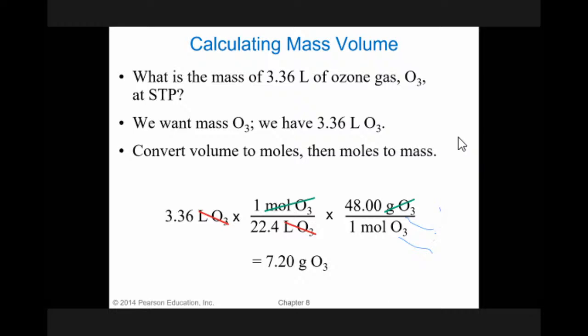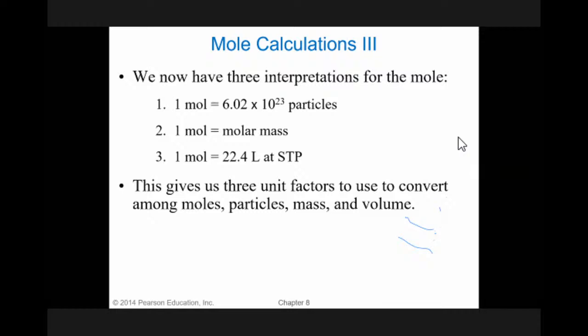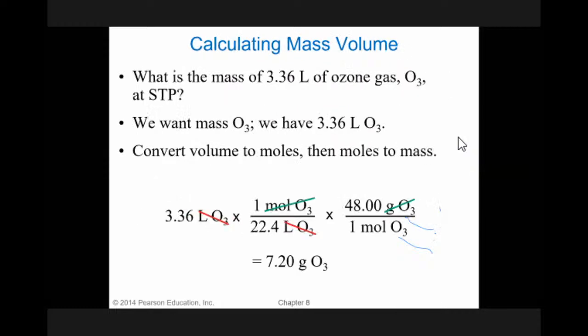So you see, we go back to these three interpretations for the mole. How important that is, you're going to be using this here. These are the 3 interpretations going on there. So now we got 7.20 grams of ozone when the temperature is 0 degrees Celsius and 1 atmosphere. You got that now? So that STP should ring a bell in your mind.